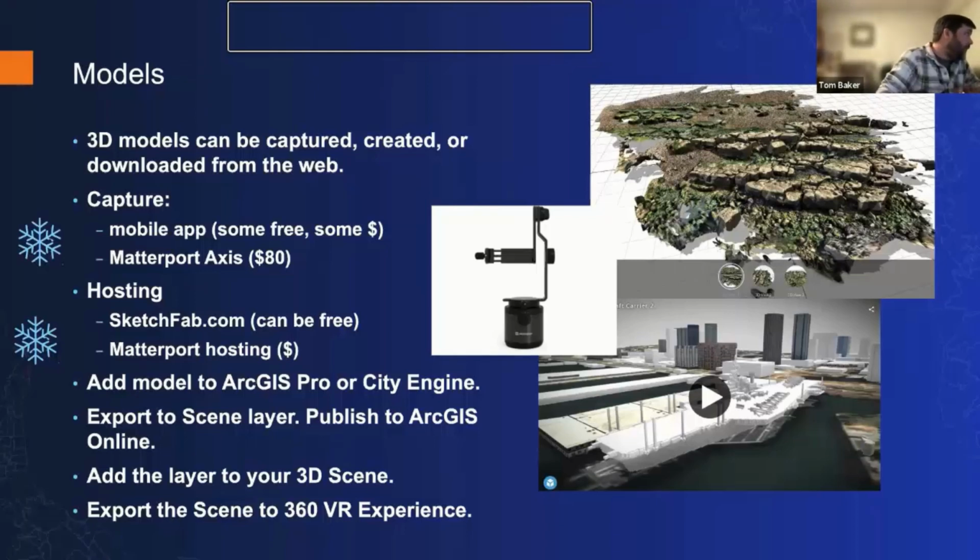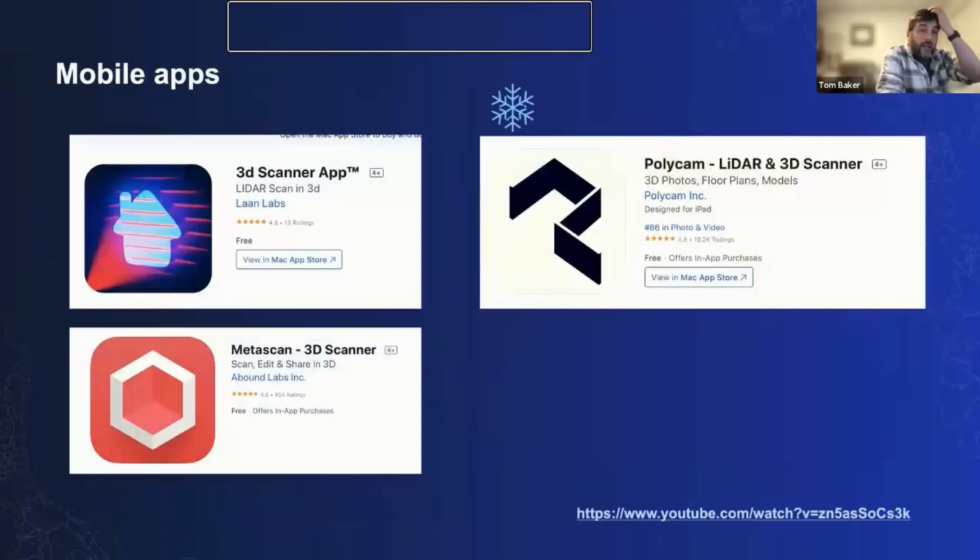Then some of the other, so this is really trying to describe how a workflow might look. You capture a model, you create a model, or you download it. You bring it into a desktop software like City Engine. You export it as an Esri scene layer, and it can be posted in ArcGIS Online. So these models, much as our Midway ship, can be great for adding value to your scene.